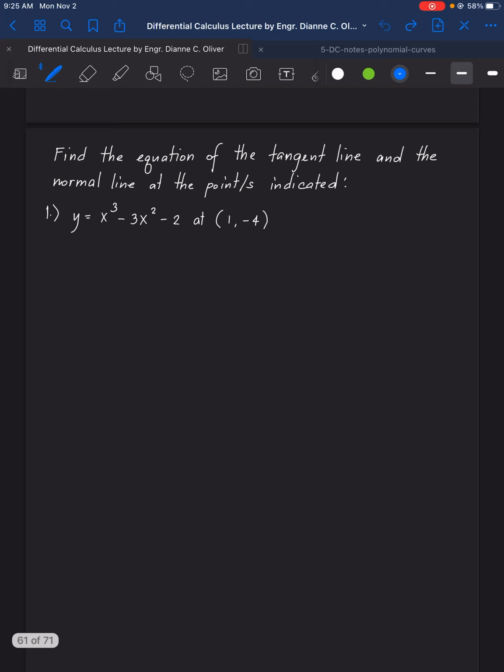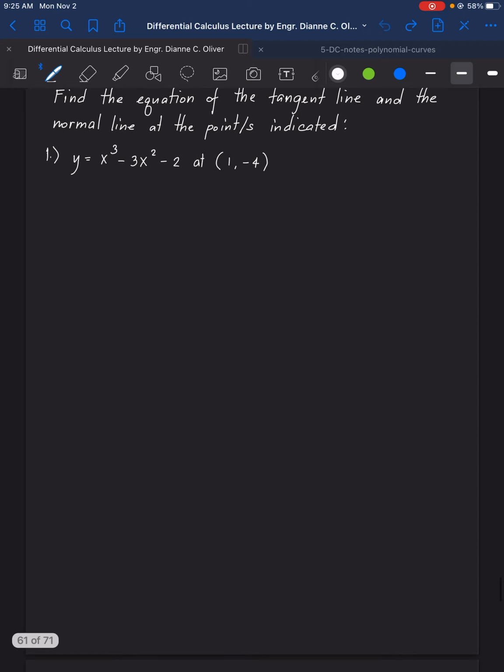So the exercises here is, find the equation of the tangent line and the normal line at the point or points indicated. Now here in our example 1, we have the curve y equals x raised to 3 minus 3x squared minus 2 at the point 1, negative 4. So as defined earlier, this point P is at the curve which has the tangent line and the normal line. So this point P here is actually your x1 and y1. Okay, point P, x1, y1.